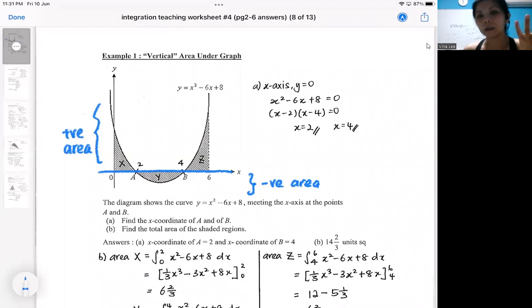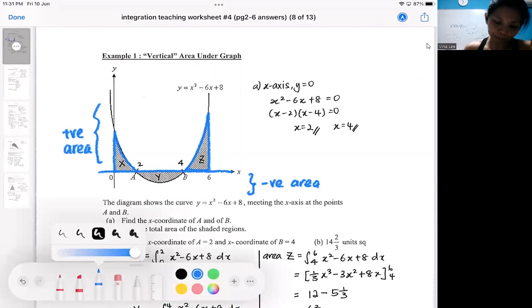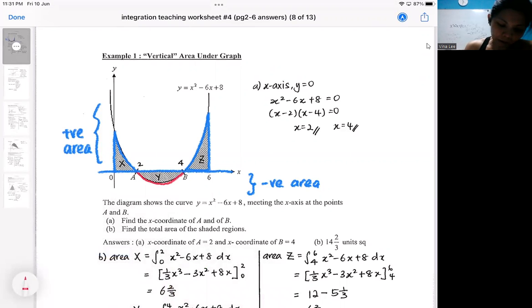Another way is, if you observe the positive area, there are two sections. We've got this section, and we also have this section. You might want to label them for easier identification. In this case, I label them X, Y, Z. The one labeled Y, I'm expecting it to be negative. So now we have an idea: some parts are positive and some parts are negative, so it will be better to treat each part as it is.